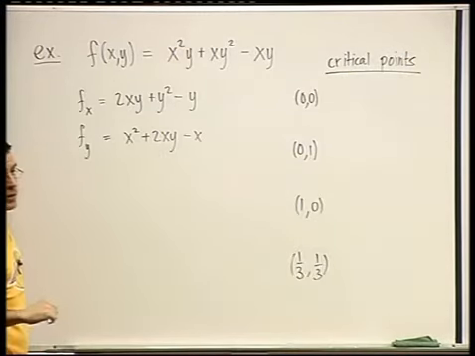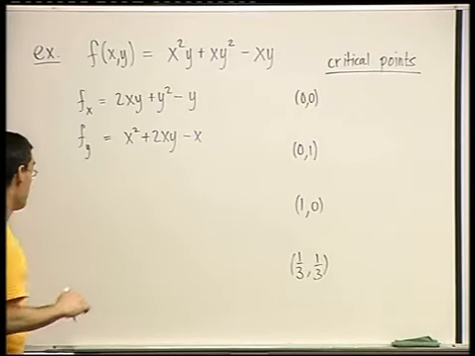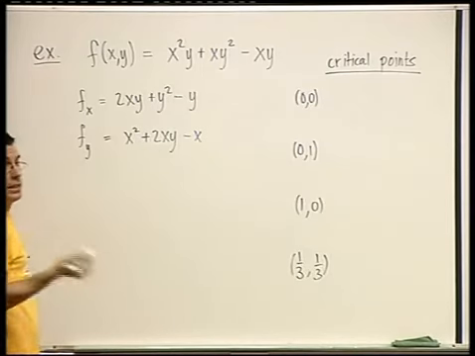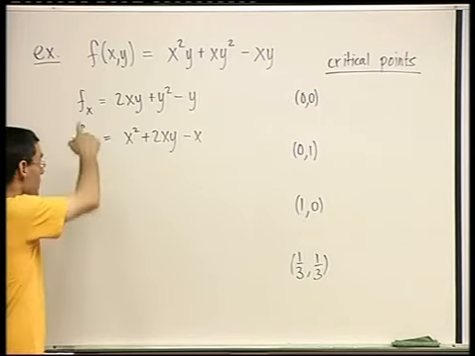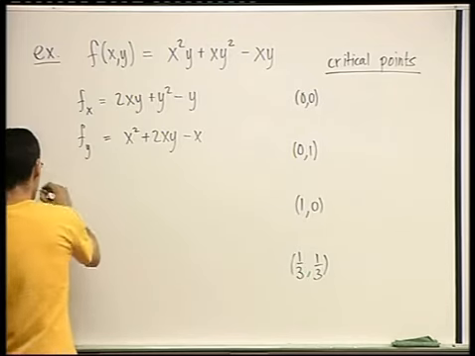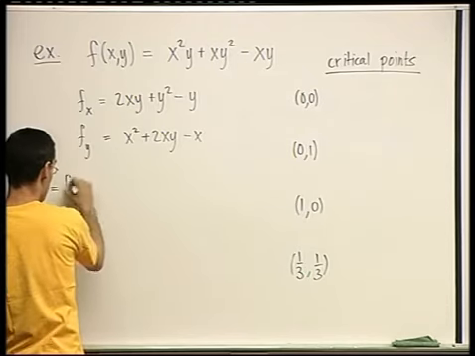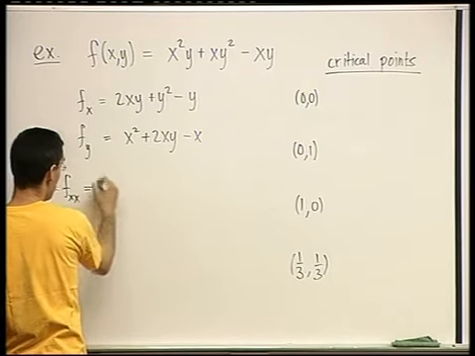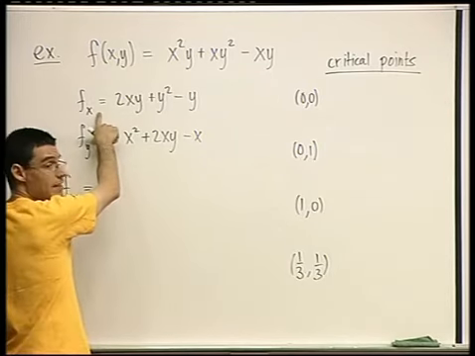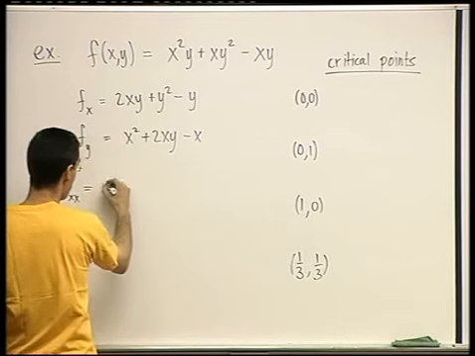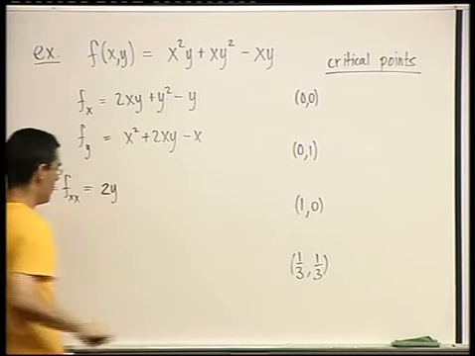Now I want to decide if they're minimum or maximum or neither. So what do I need? I need the a, the b, and the c, which are the second order partial derivatives. So a, which was fxx, is the derivative of fx with respect to x. So what is it? It's 2y. Do you agree?